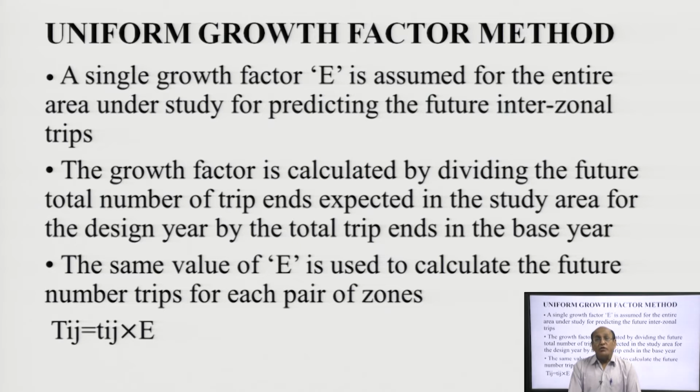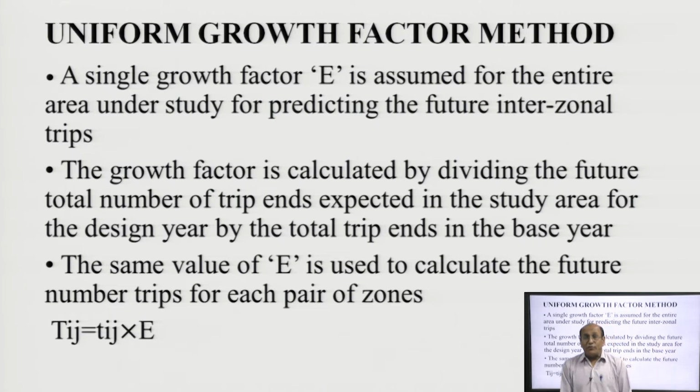Now, come to the uniform growth factor method. A single growth factor E is assumed for the entire area under study for predicting the future interzonal trip from one zone to another zone. The growth factor is calculated by dividing the future total number of trip ends expected in the study area for the design year by the total trip ends in the base year.